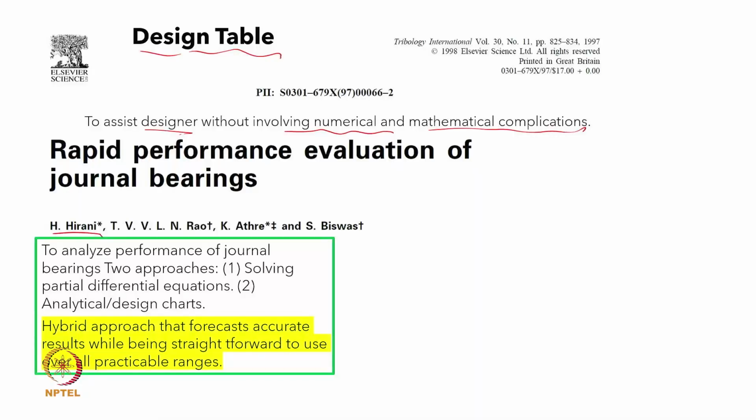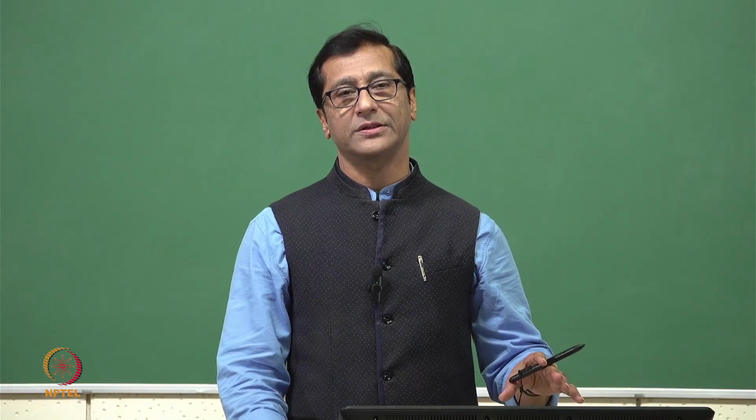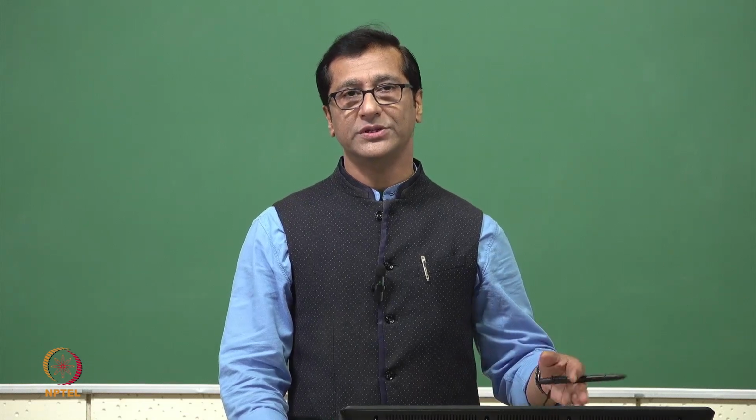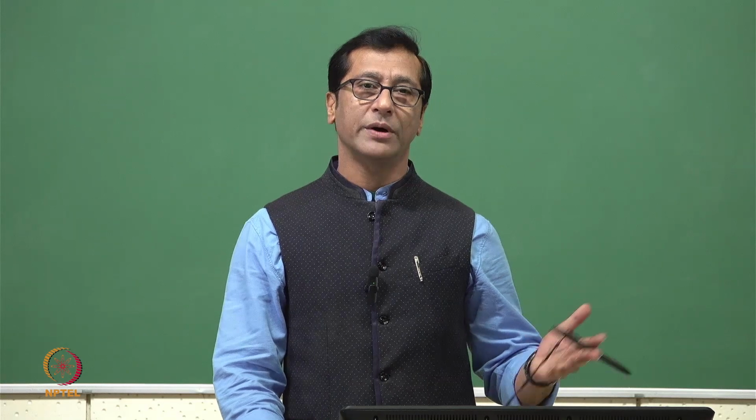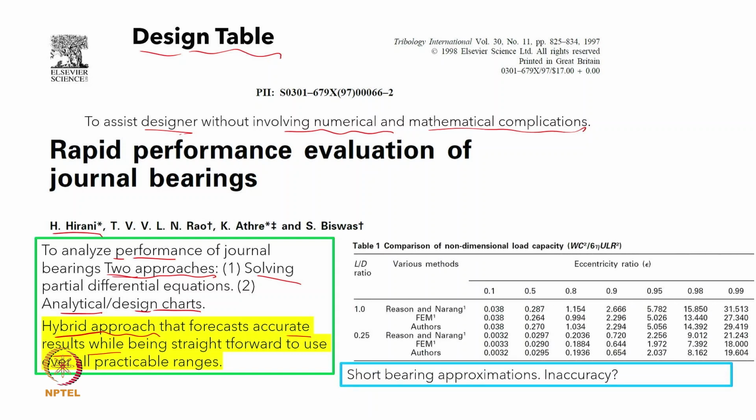So what were the measures? We say that to analyze the performance of a journal bearing, generally there are two approaches: solving partial differential equations, and second, going ahead with a completely one-dimensional approximation, like a short bearing approximation, or going for the design charts. And we felt that both have some sort of restriction. So why not go ahead with a hybrid approach? The hybrid approach is basically incorporating some numerical approaches and some analytical approaches, and we're combining them to predict accurate results, which can then be compared. So we are just showing the accuracy of this.